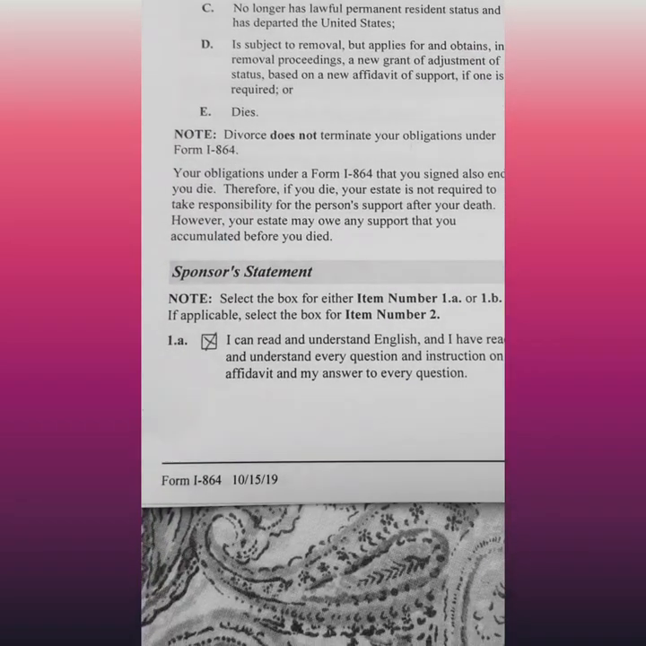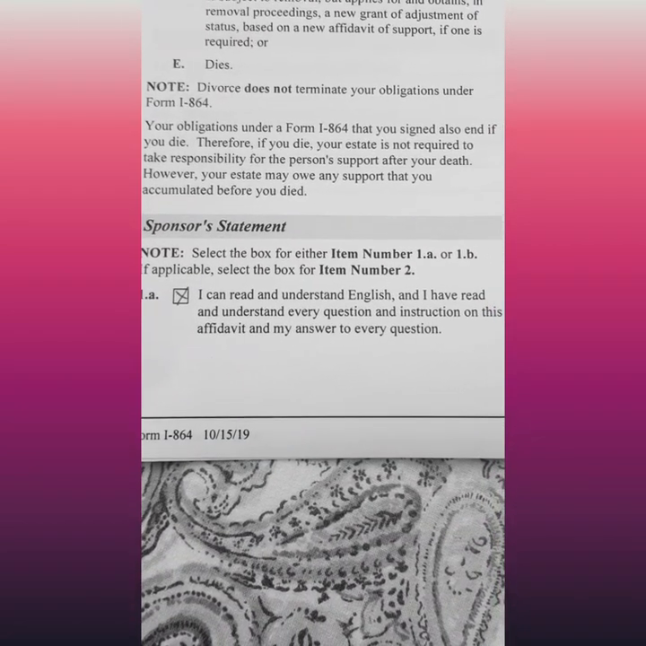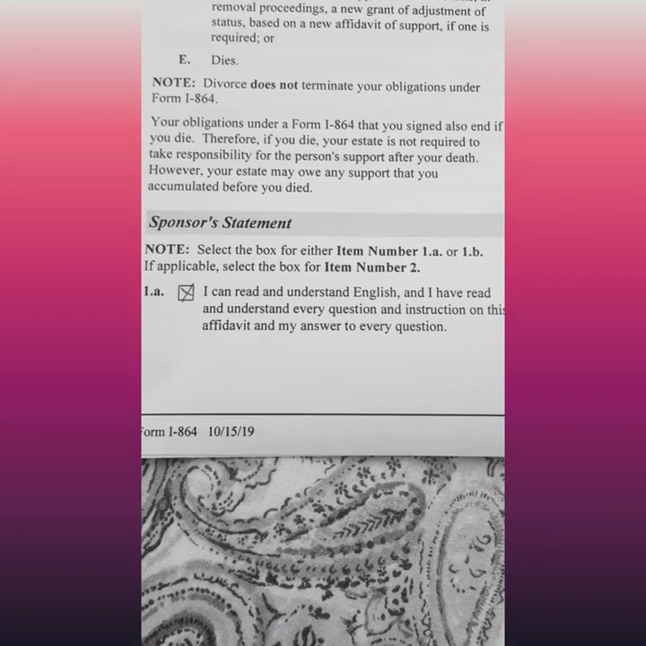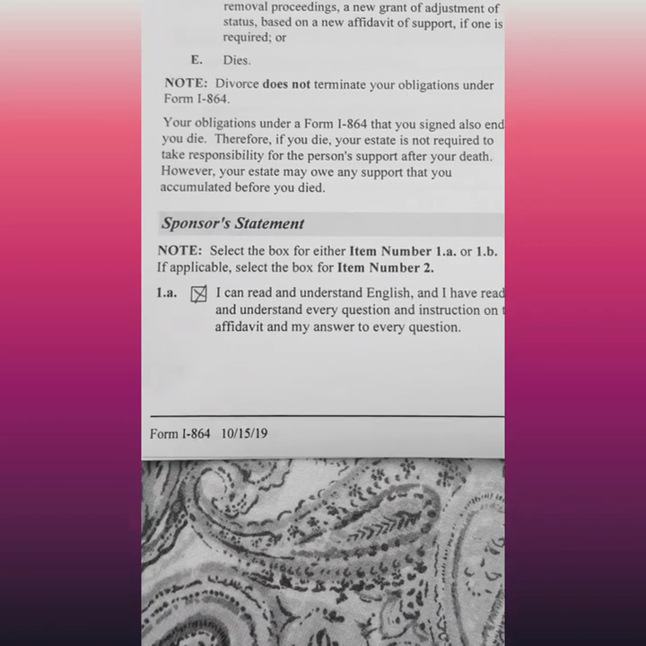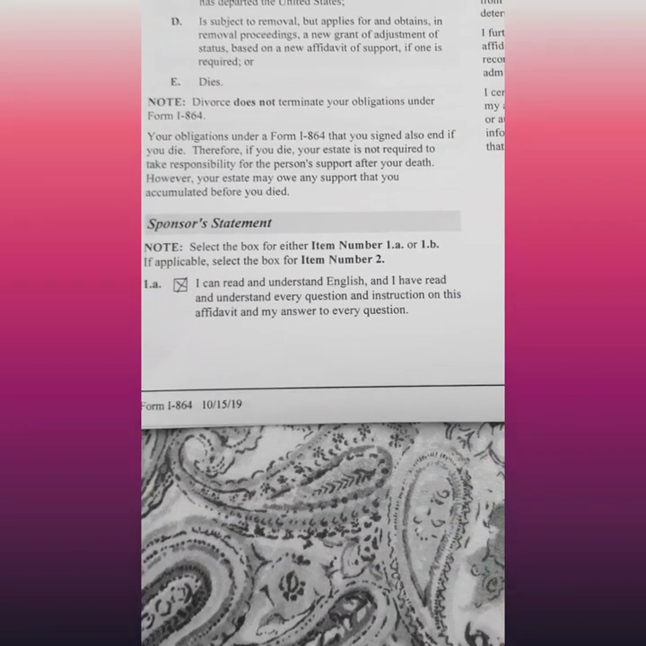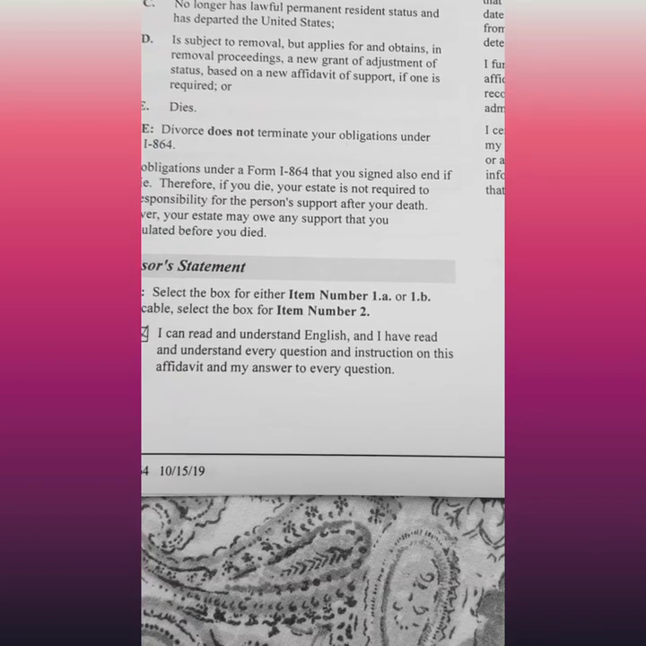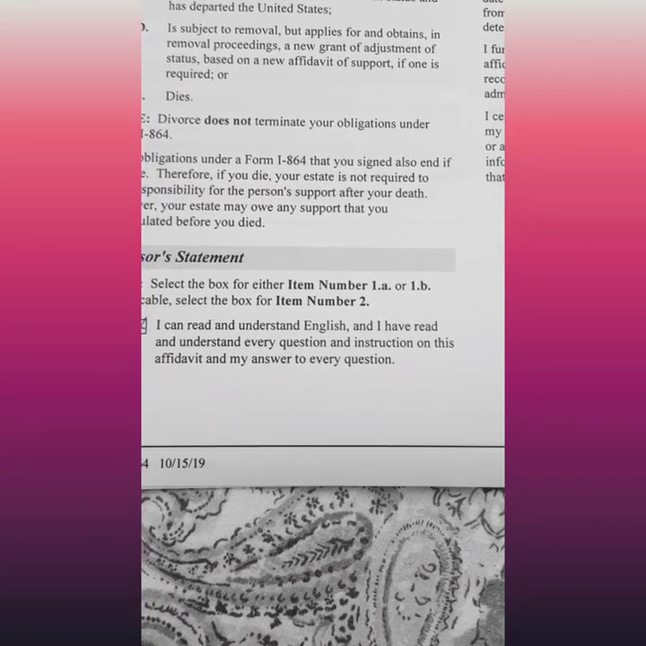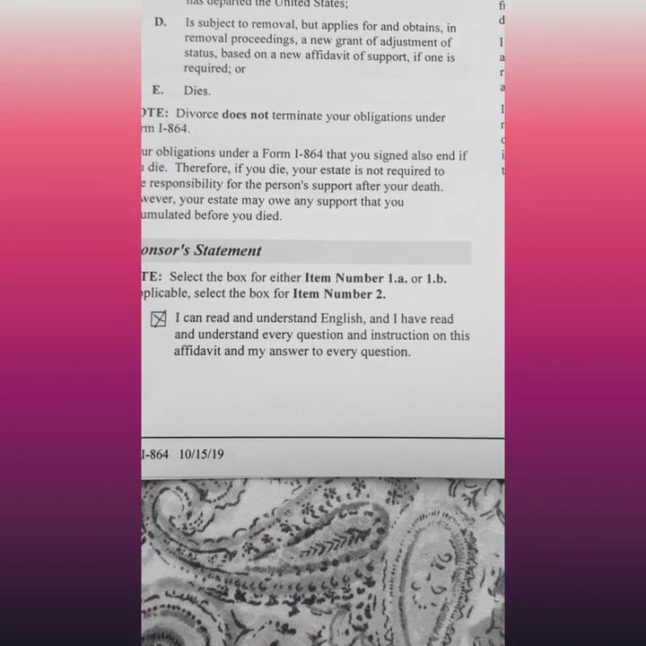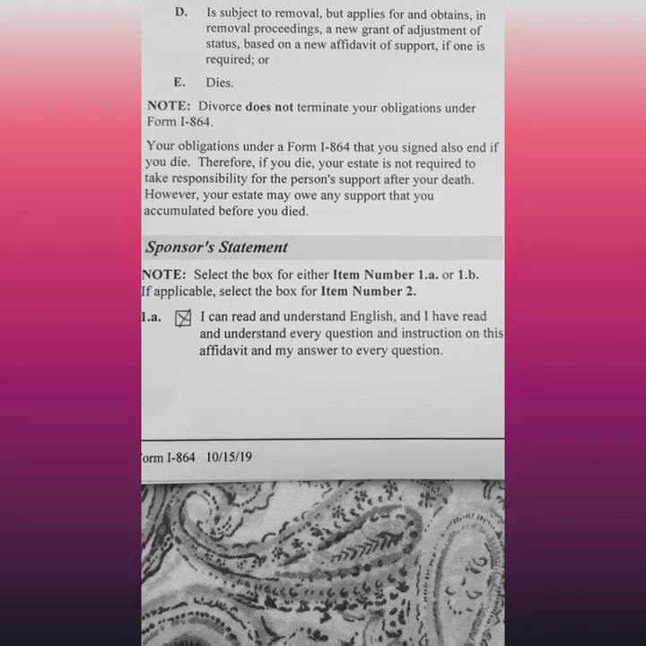So we move over to the sponsor's statements. It says, note, select the box for either item number 1A or 1B. If applicable, select the box for number 2. So on this 1A, it says, I can read and understand English, and I have read and understand every question and instruction on this affidavit and my answer to every question. So 1A, we selected 1A because it's applicable to us.